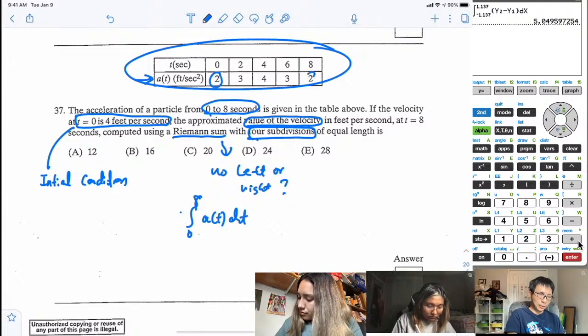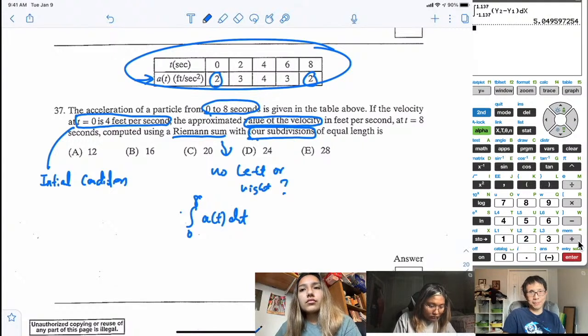The endpoint is 2 and 2. So it doesn't matter if I use the right endpoint or left endpoint. So really tricky. It's implying a lot of things. This is a really hard question.